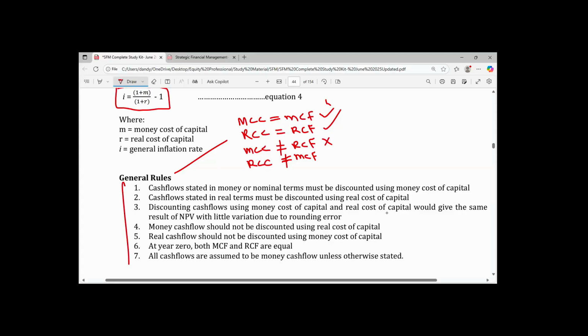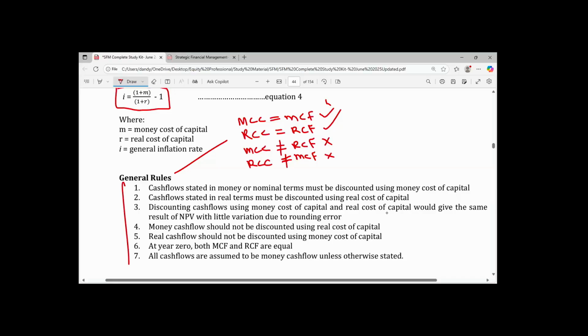What do I mean by this? On the day of your exam, I've said it before. If in the question you are given money cash flow, all the cash flow given to you in the question are in money cash flow, but the discount rate given to you is a real discount rate or real cost of capital, you cannot use money cash flow for real cost of capital. So you need to convert either of the two.